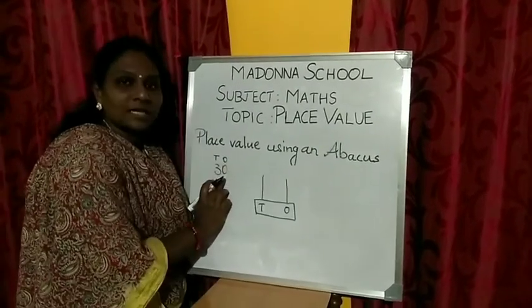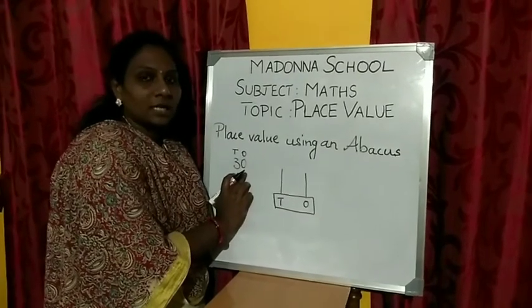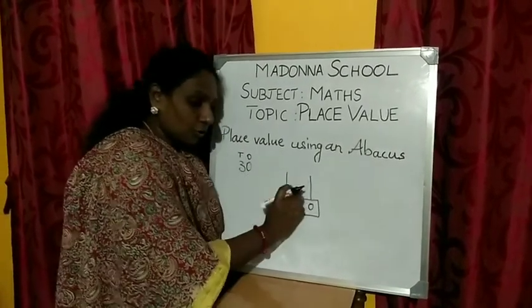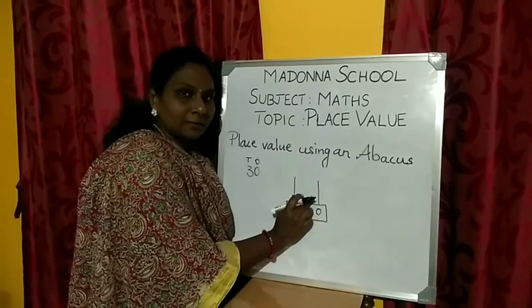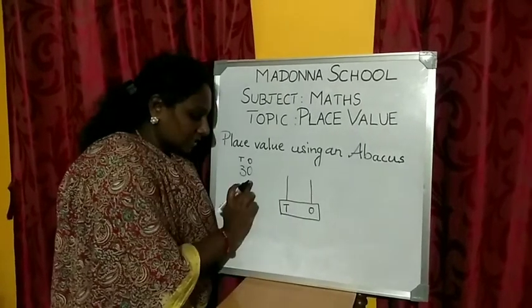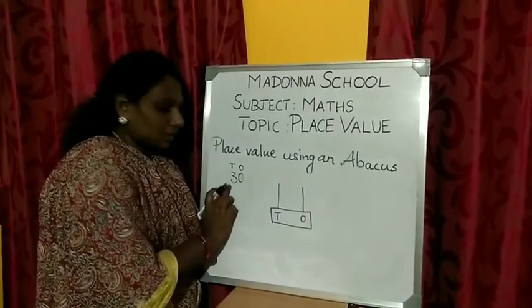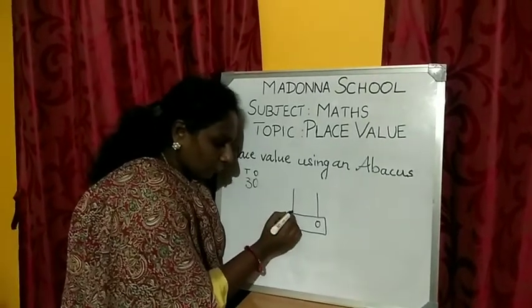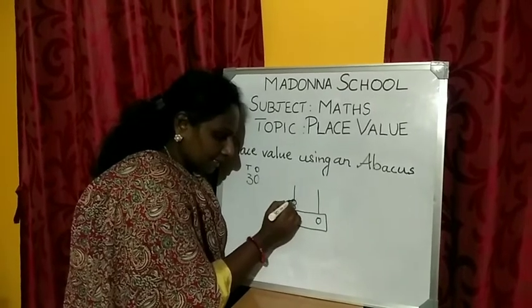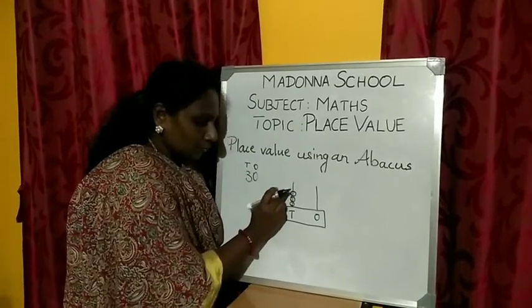In first place what is the number, children? In ones place what is the number? 0. So should you add any beads here? No, you should not draw because it is 0. You shouldn't draw any beads here. In tens place what is the number? 3. So in tens place you have to draw 3 beads. See, 1, 2, 3. Okay.